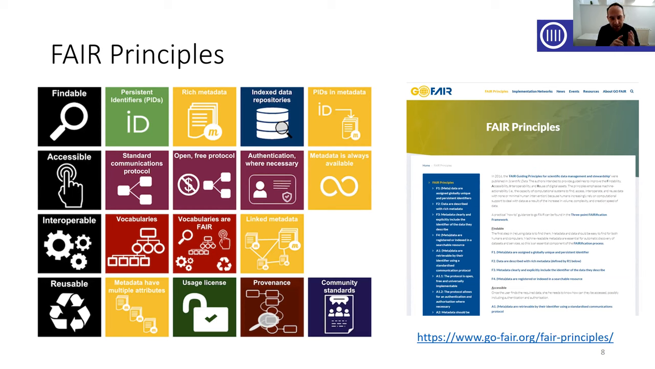Here you can see this graphic. I think it's one of the good ways to visualize them. Each principle is decoupled and consists of sub-principles. So in this example, you can see that findability requires data to have persistent identifiers, to have rich metadata, to be indexed in a data repository, and so on. Please check carefully each of the principles whenever you deal with FAIR principles.